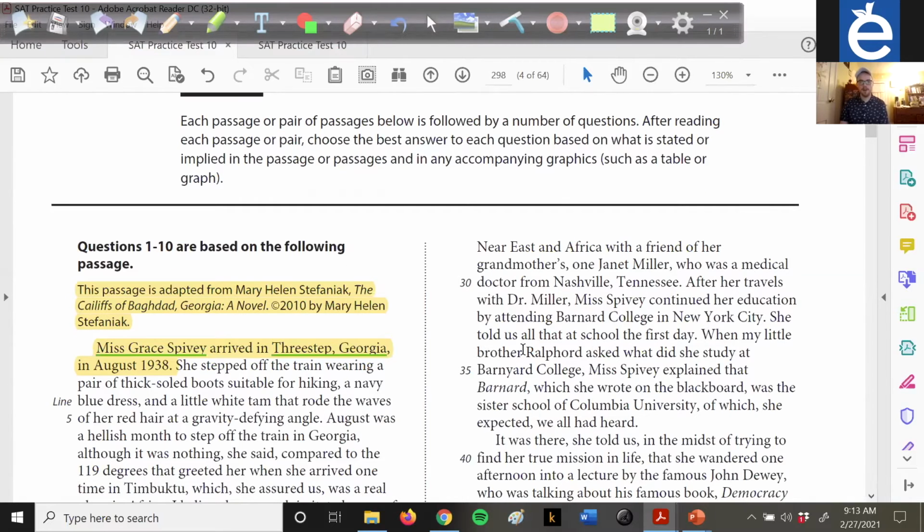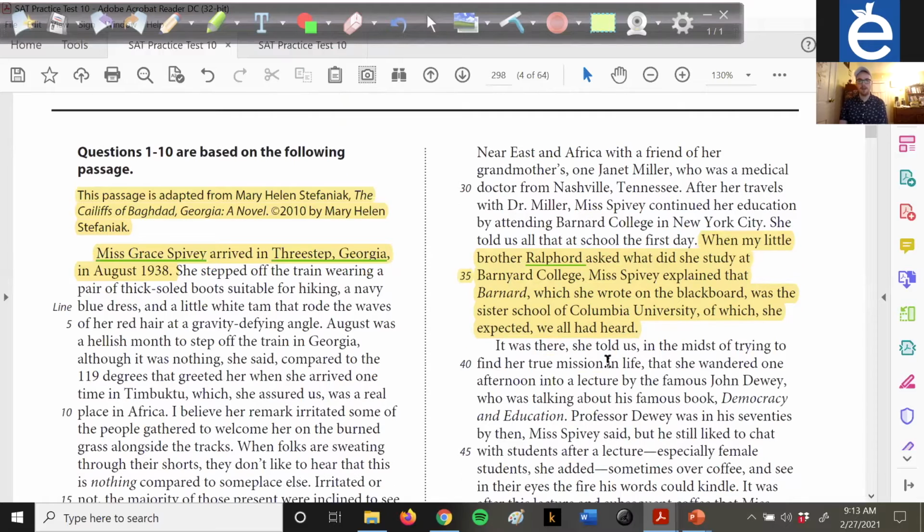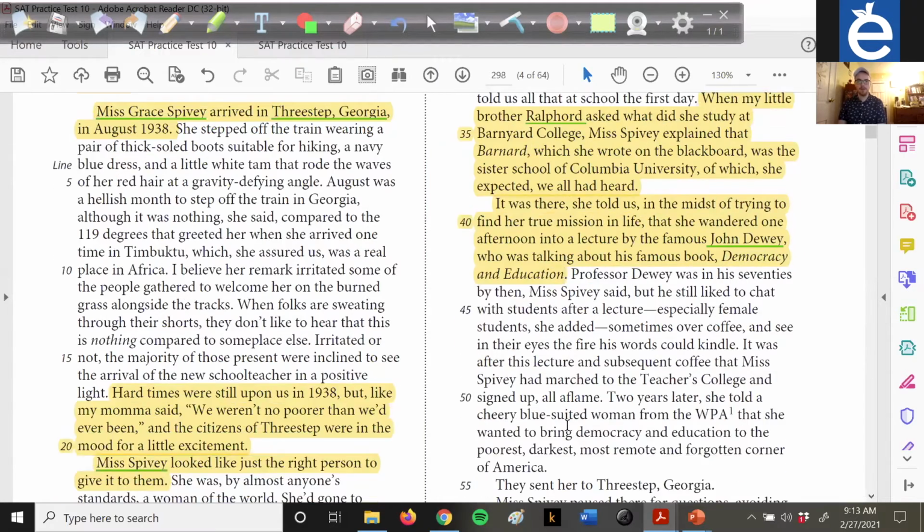When my little brother Ralford... okay, that name looks familiar... asked what did she study at Barnyard College, Miss Spivey explained that Barnard, which she wrote on the blackboard, was the sister school of Columbia University, of which she expected we had all heard. All right, so we've got Ralford's appearance right there. It was there, she told us, in the midst of trying to find her true mission in life, that she wandered one afternoon into a lecture by the famous John Dewey, another character, who was talking about his famous book, Democracy and Education. All right, let's keep moving forward here.